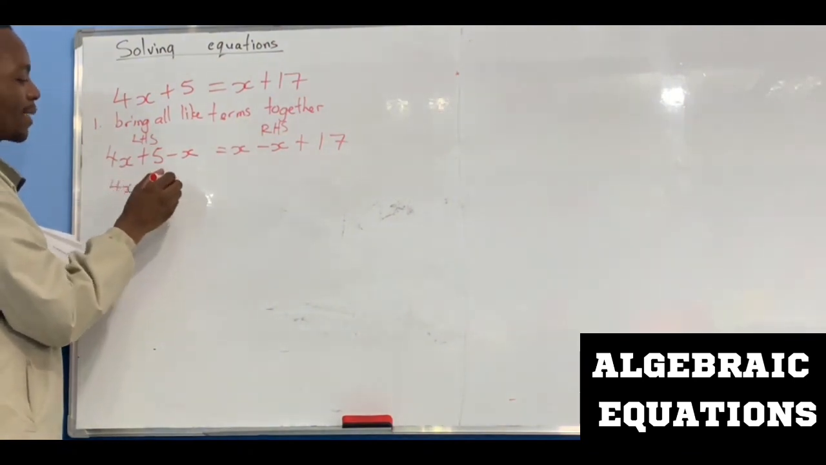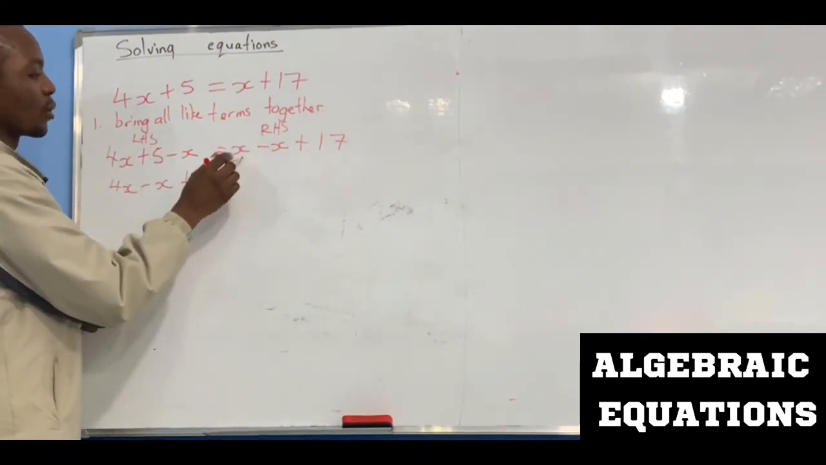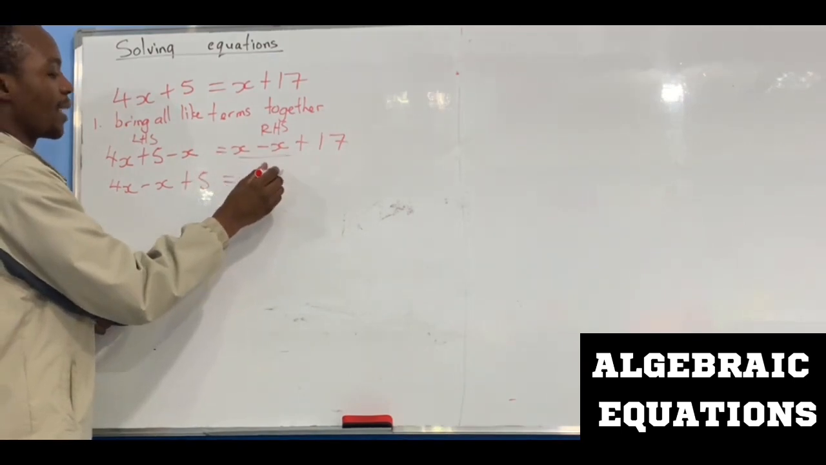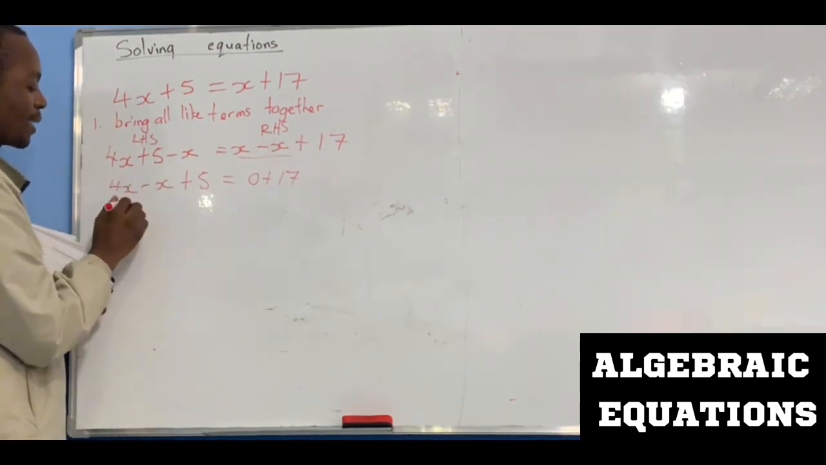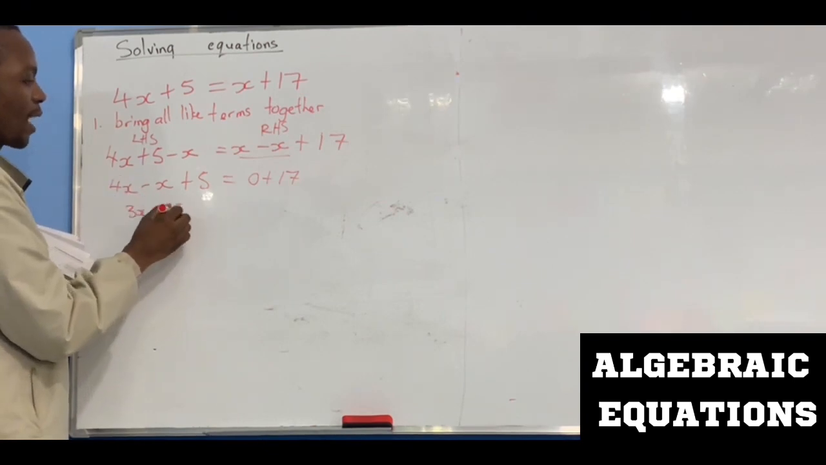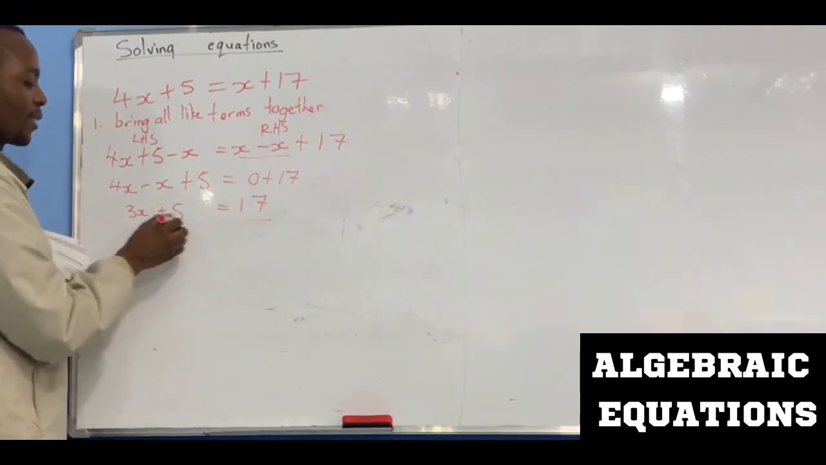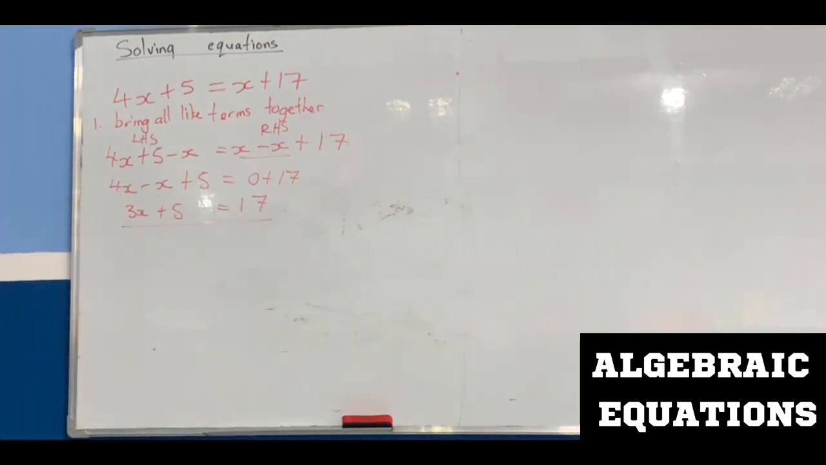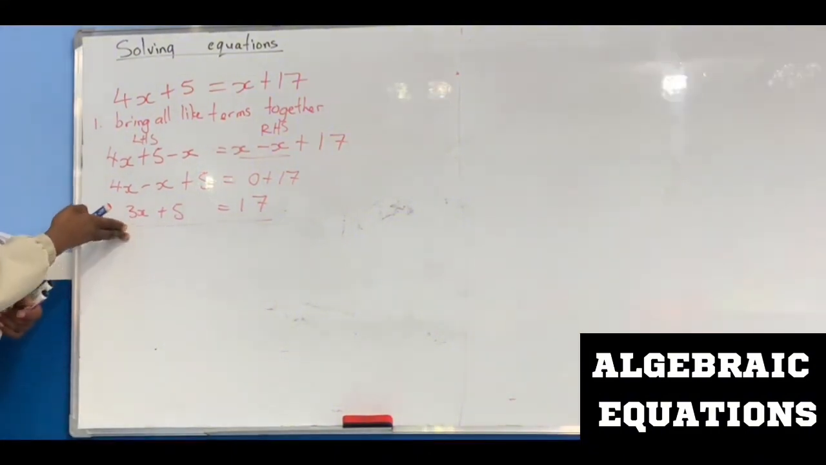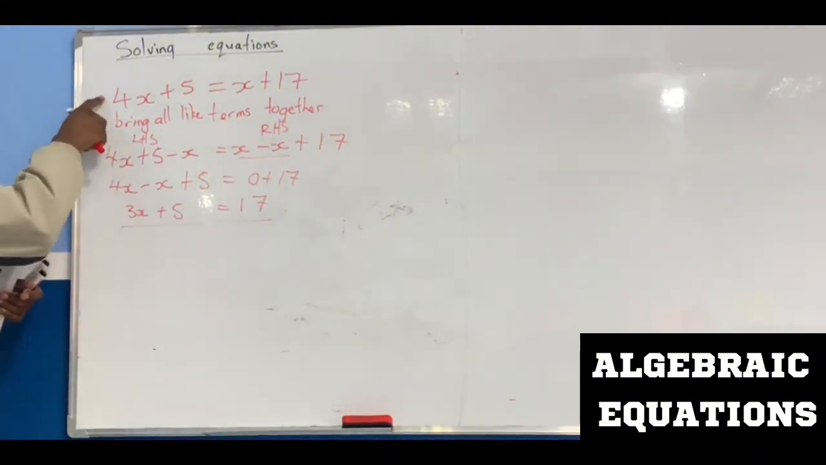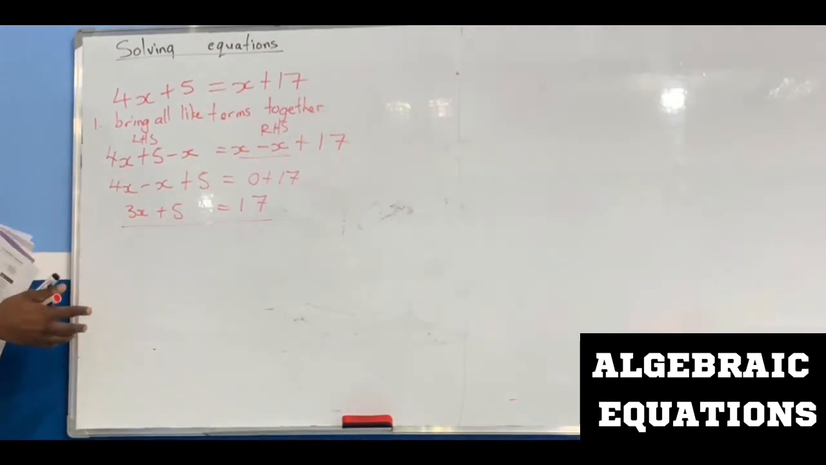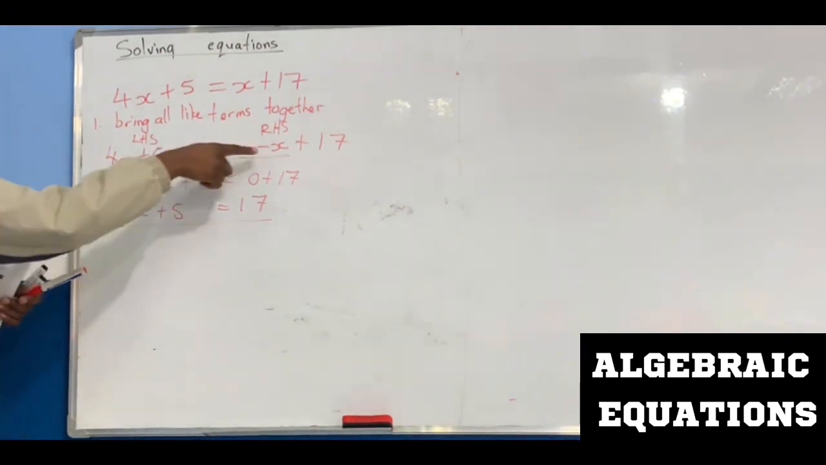The like terms: 4x minus x plus 5 is equal to x minus x gives us 0 plus 17. So 4x minus x gives us 3x plus 5 equals 17. This gets you halfway done. We've come now to a form which you understand. Now we need to continue with this form and solve our equation.